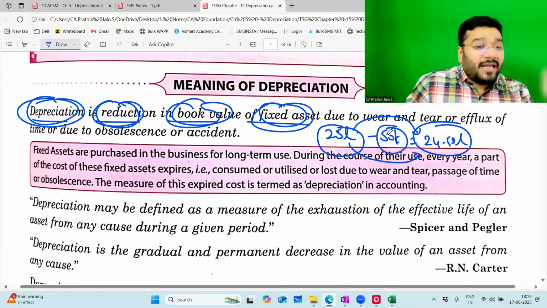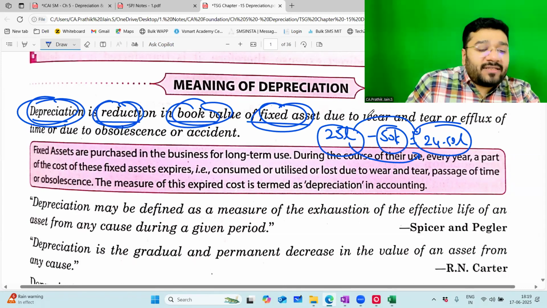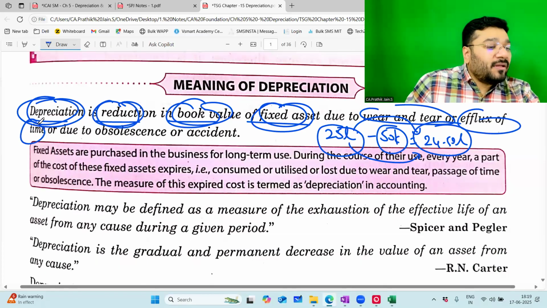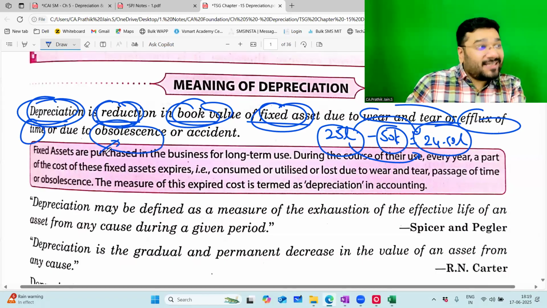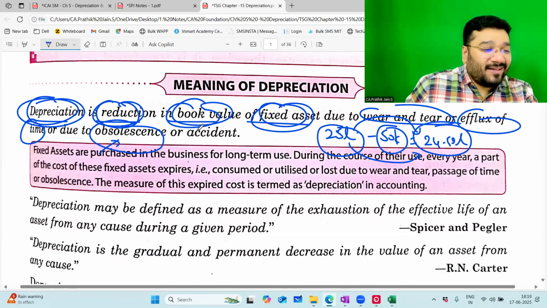It is due to 4 reasons. First reason is wear and tear. Second reason is effects of time. Third reason is obsolescence. They asked a 1 mark question on it in the exam. What is obsolescence? Explain. Fourth is accident.